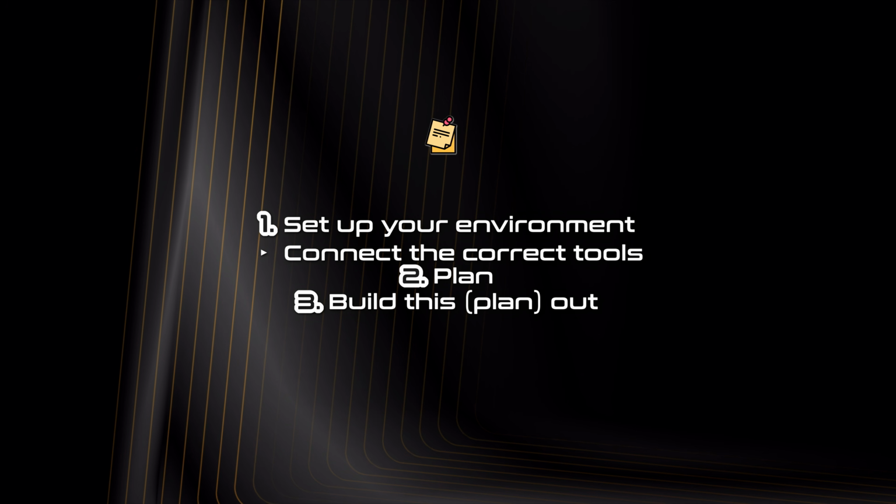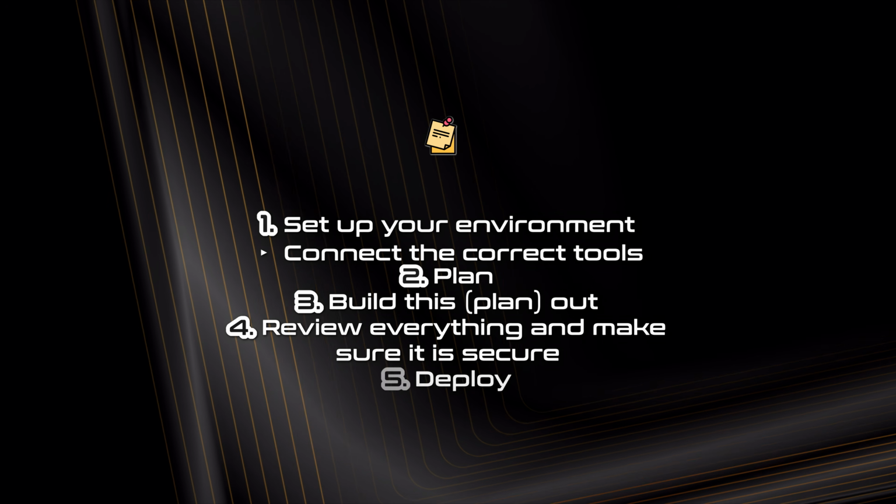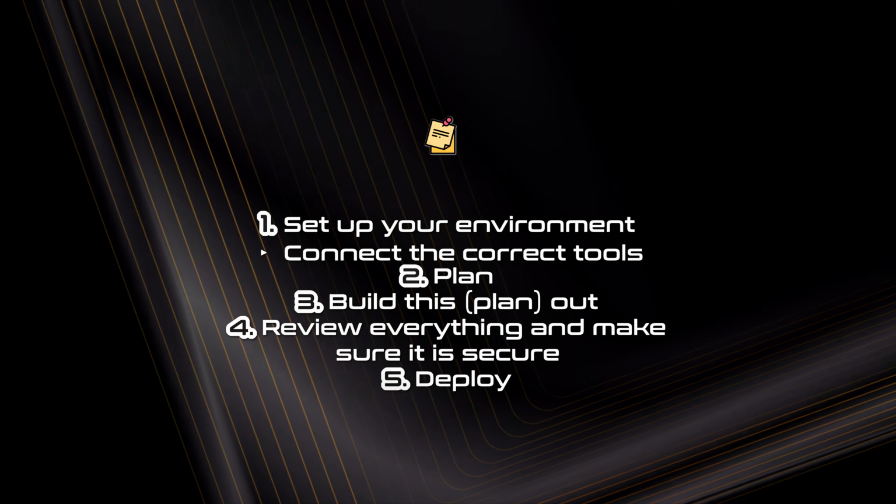Now, when we plan, we want to understand what it is that we actually want to build, what constitutes being done, and what we want this to achieve. Then we want to build this out, we want to review everything, we want to make sure it's secure, and we want it deployed, okay? So a few different steps. Again, we set up, we plan, we build, we review, and then we deploy. I'm going to walk you through all 5 in this video, and if you go through that process, you're going to get a much better output and something that's actually usable.